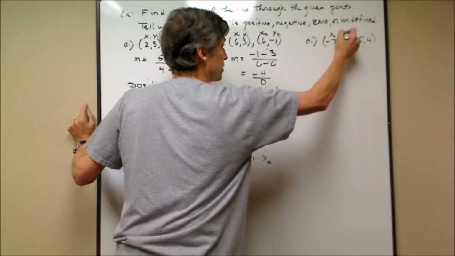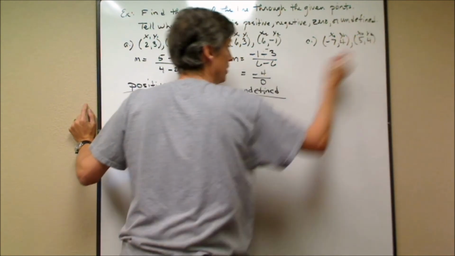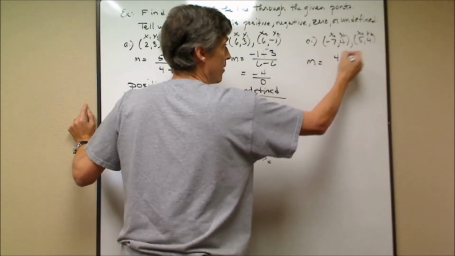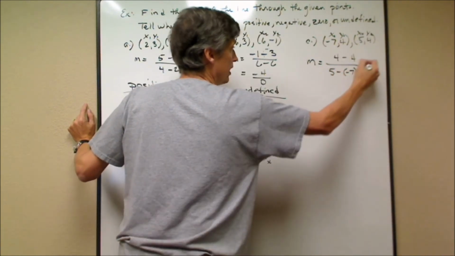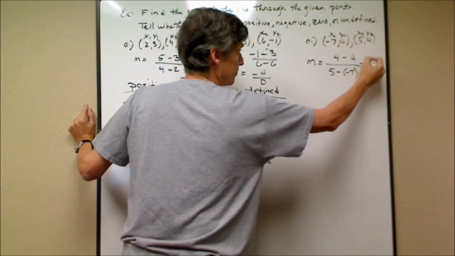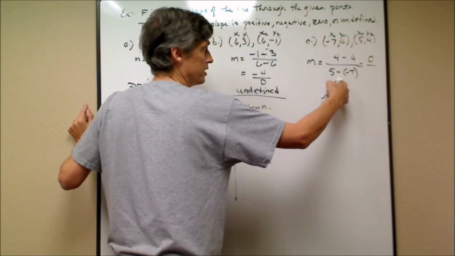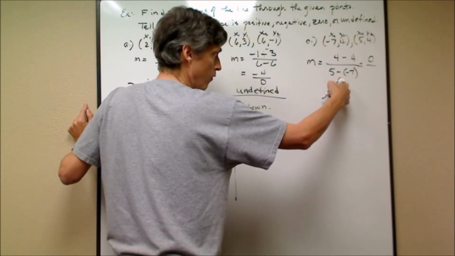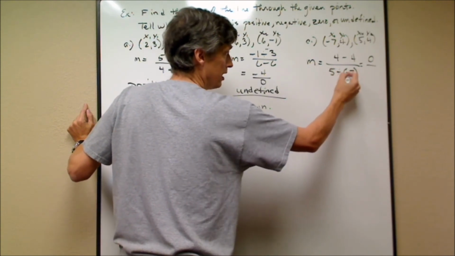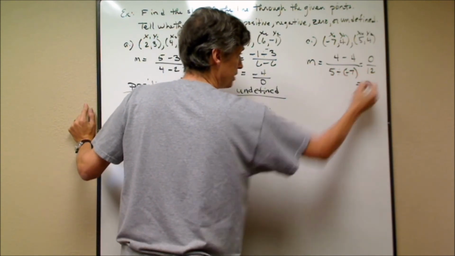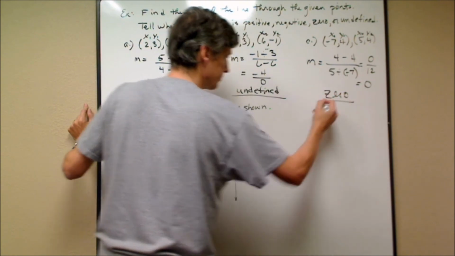Next one. X sub 1, y sub 1, x sub 2, y sub 2. My slope is 4 minus 4 over 5 minus a negative 7. So that's going to be 0 on top. It really doesn't matter what's the denominator because 0 over any non-zero number is 0. As it turns out, this is 12, and this is equal to 0, which of course is 0.